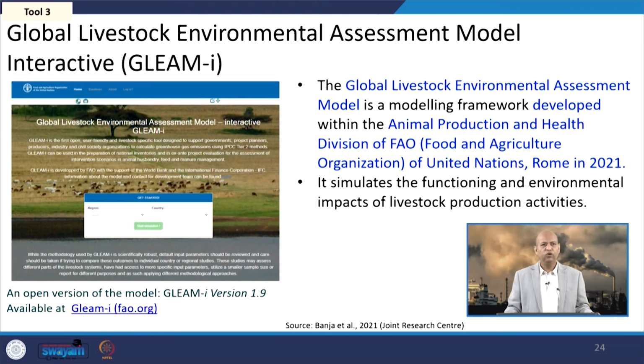Now, we come to tool number 3. This is the Global Livestock Environmental Assessment Model Interactive, GLEAM-i. It has been developed by the Animal Production and Health Division of FAO. FAO is nothing but the Food and Agriculture Organization of the United Nations. In Rome, at the headquarters, in 2021 it was developed, and it simulates the functioning of environmental impacts of livestock production activities. So, that way it is very important.